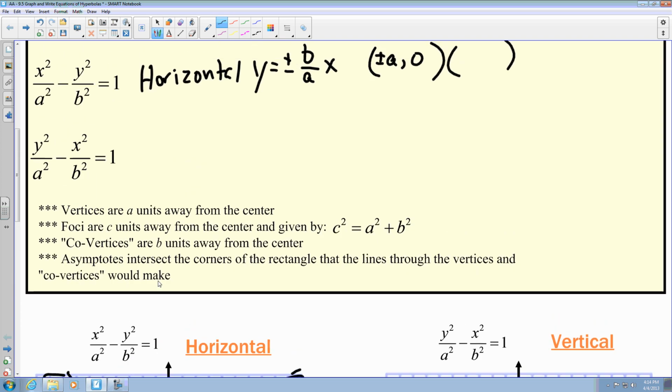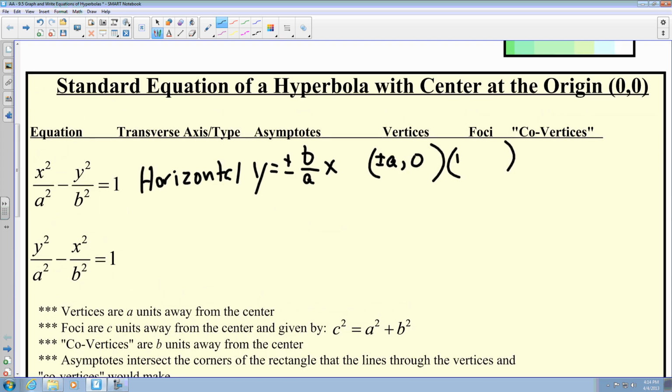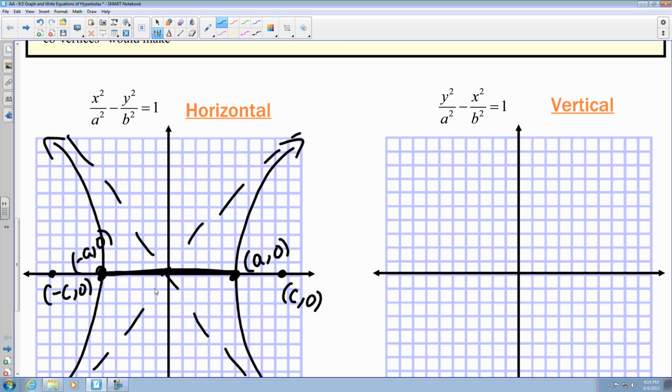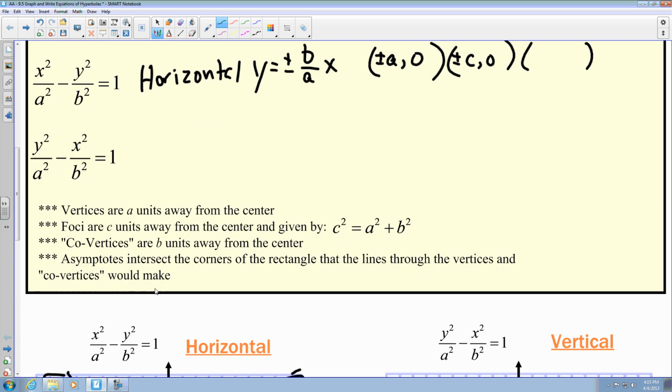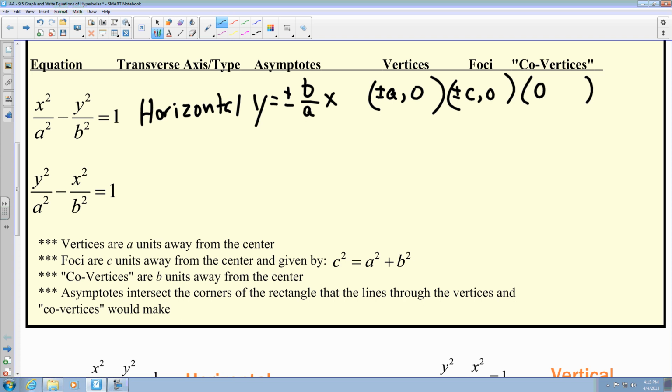So if I were to write this in our equation, it's going to be plus or minus c comma 0. The last thing would be our co-vertices, which would be our b, located here and here. This would be located at 0 comma b, and here would be at 0 comma negative b. So when I fill the chart in here, it would be 0 comma plus or minus b.